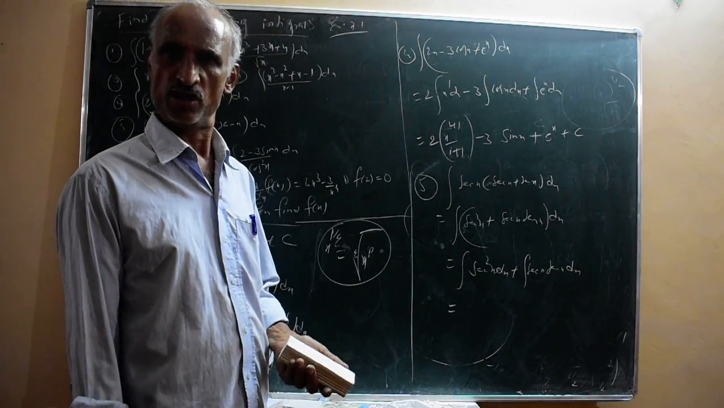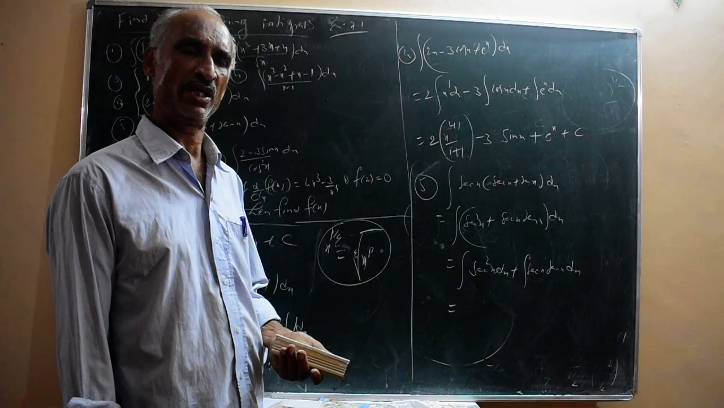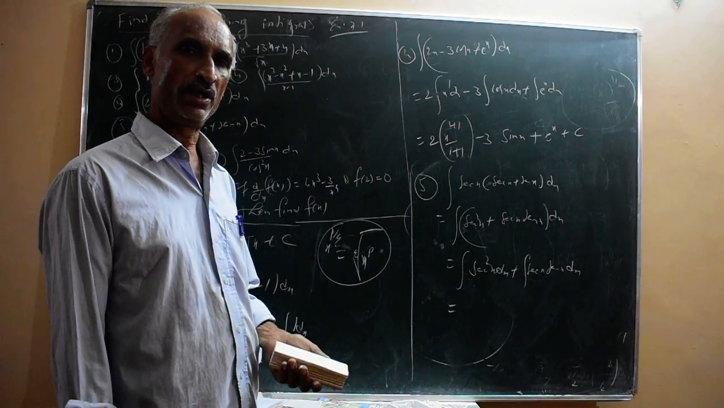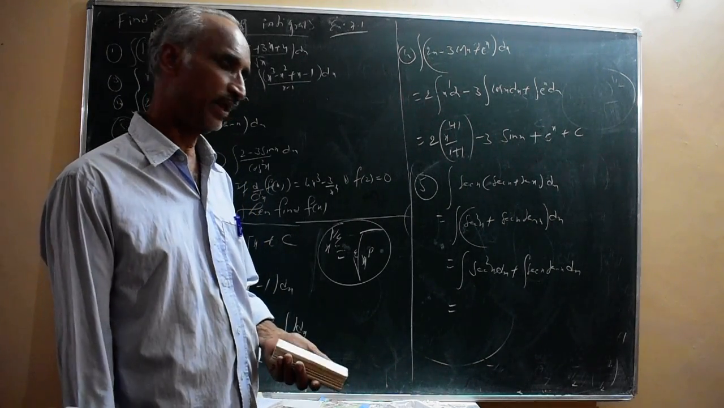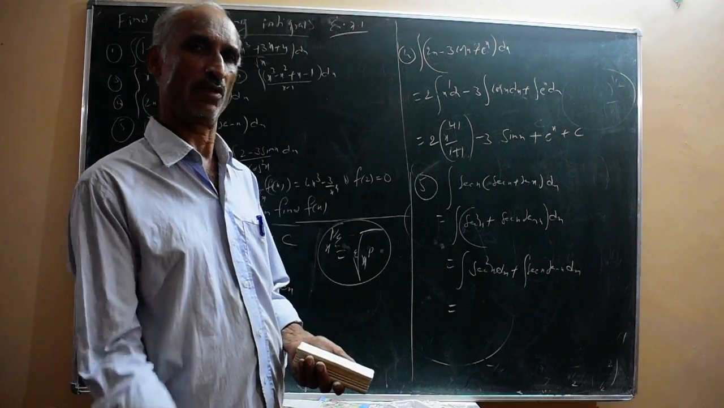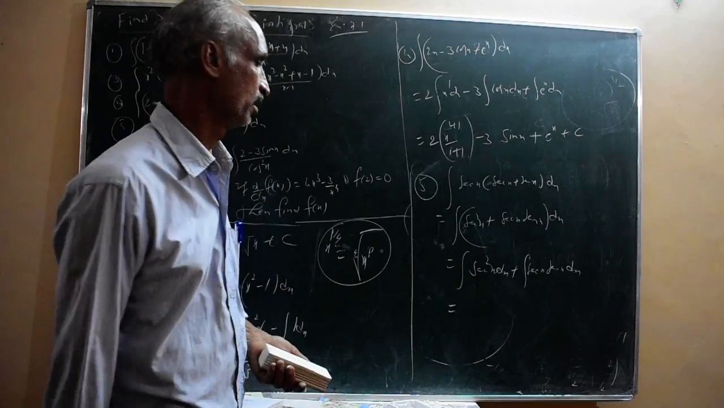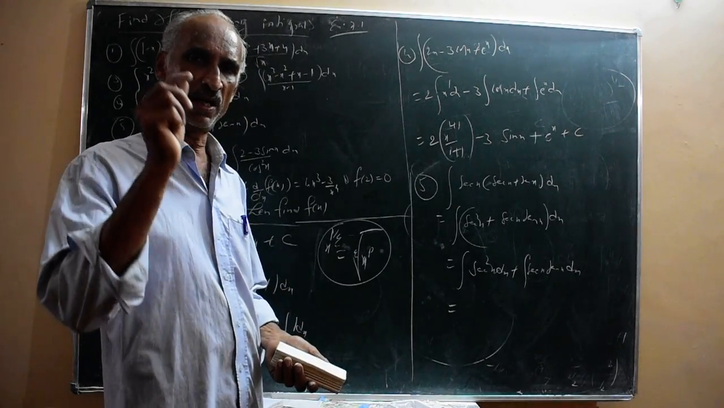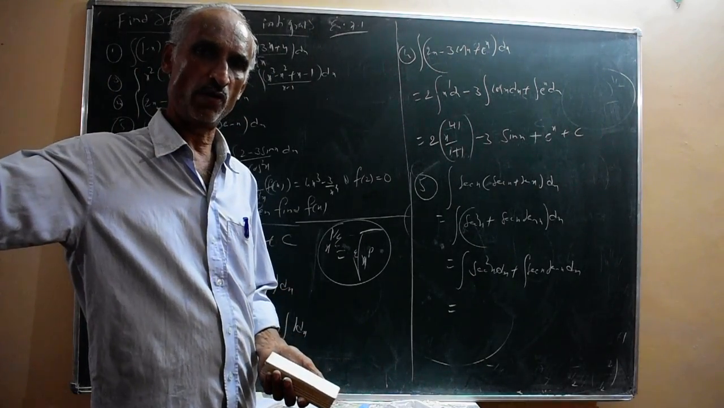Tan x differentiation is sec square x. If you have the differentiation idea, automatically you can write down the integration formula also. Sorry, differentiation of tan x is sec square x. Therefore, integration of sec square x is tan x. By differentiating tan x, dy by dx of tan x, we are getting the differential coefficient as sec square x.